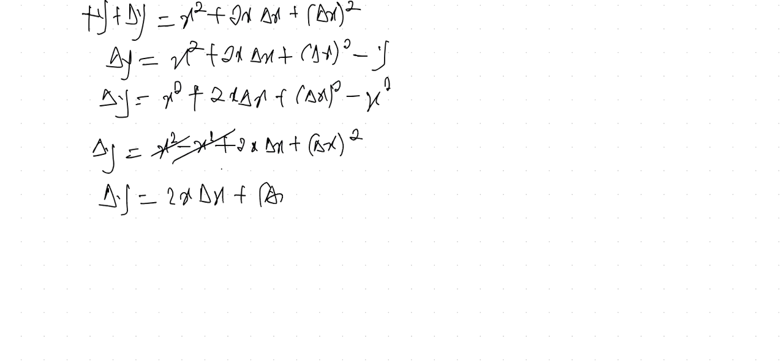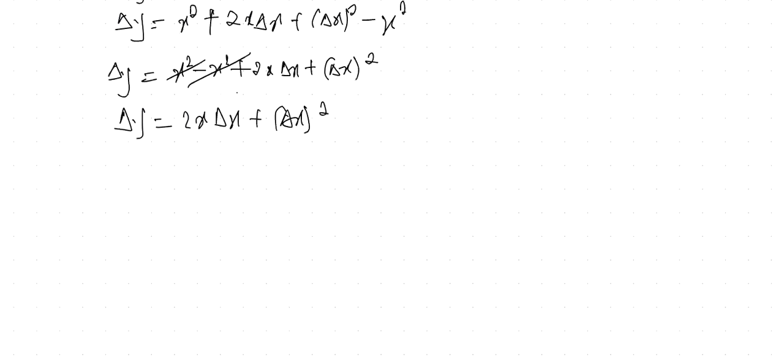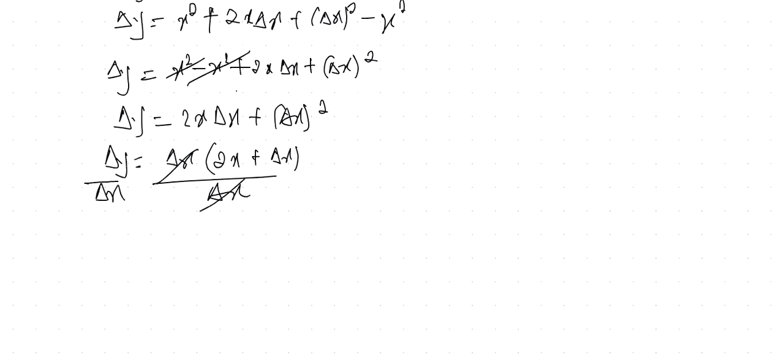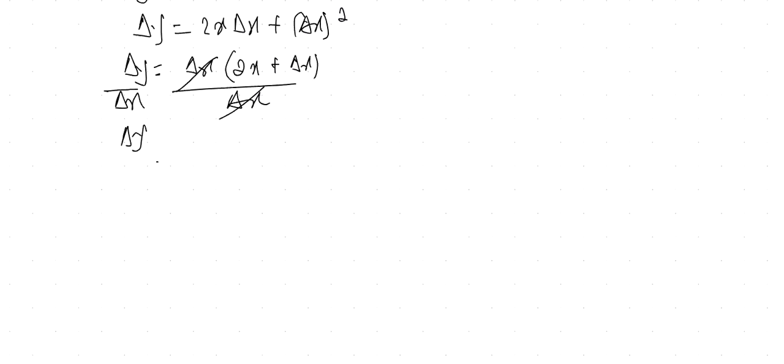So you notice something here, that change in x is common, so you can factorize change in x into 2x plus change in x, isn't it? So at this point, you can divide both sides by change in x. So this will remove this. So you have change in y divided by change in x is equal to 2x plus change in x. At this point, you take the limit.